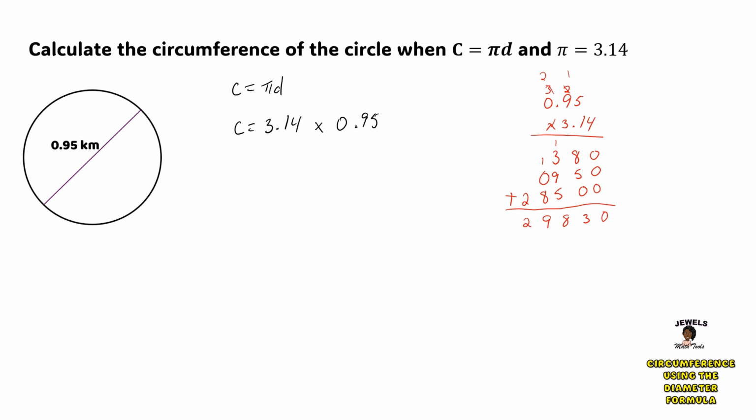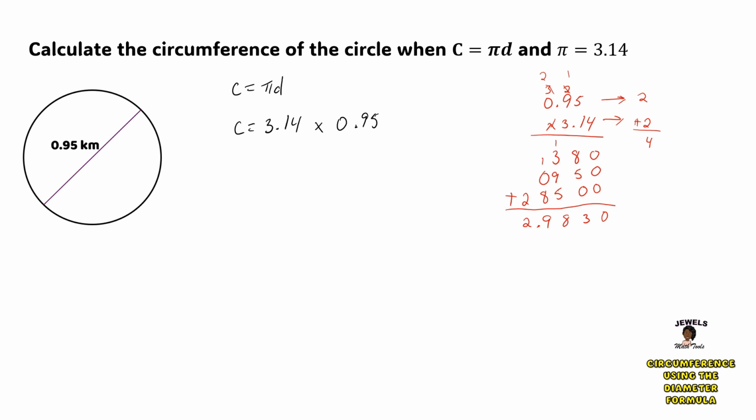So after we're done multiplying, we'll go back to both of our numbers. So in my first number, we have 2 digits that's behind the decimal point. That's our 9 and 5. In our second number, we have 2 digits behind the decimal point. That's our 1 and 3. So in total, in our solution, we should have 4 digits behind the decimal point. So we'll count 1, 2, 3, 4, and then input our decimal point between our 2 and our 9.